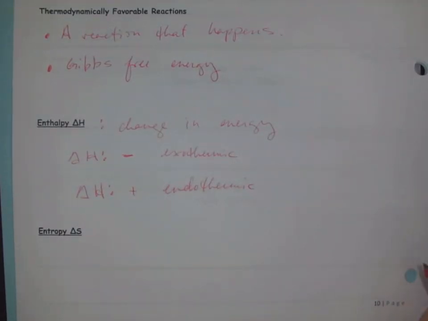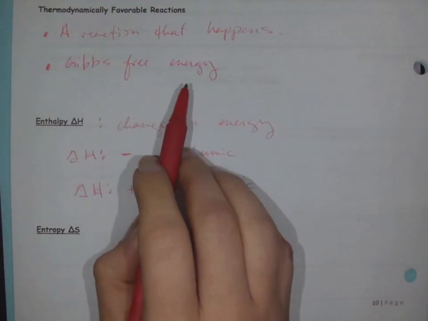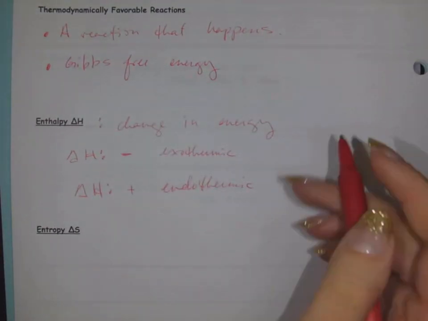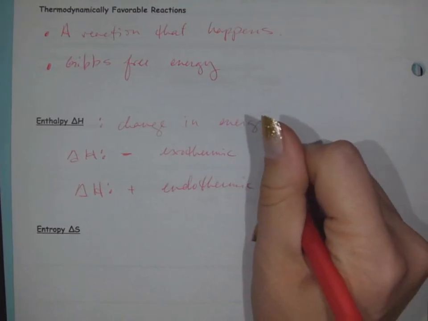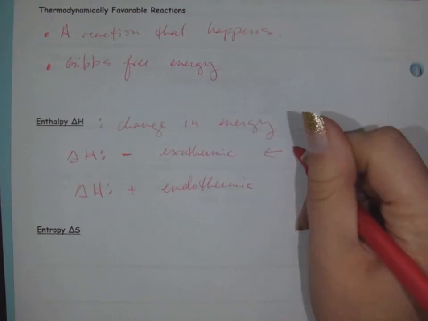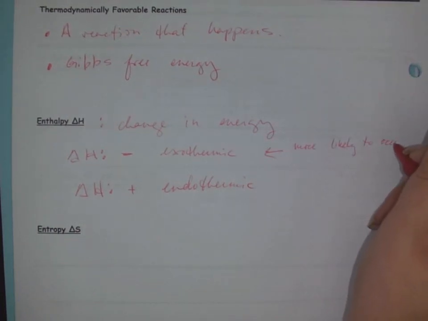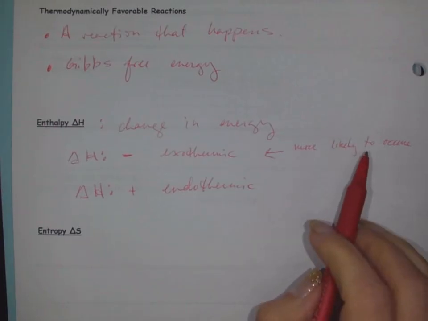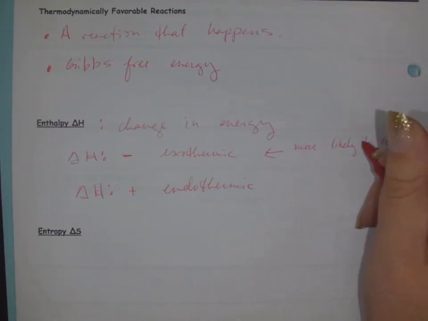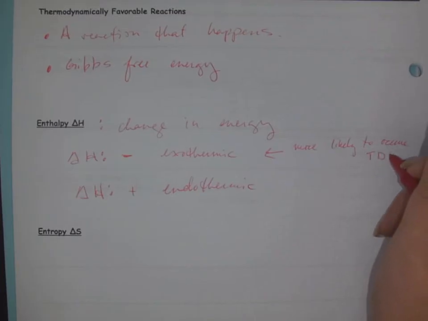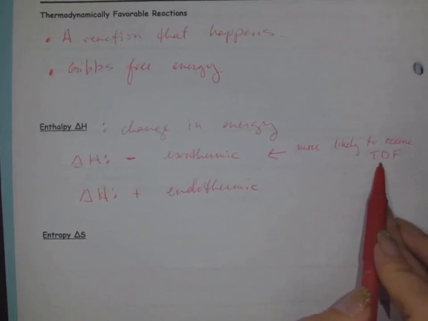Okay. Now, I will say endothermic reactions absolutely happen, but exothermic reactions are favored. Due to the formula for Gibbs free energy that I'll show you in a moment, it is easier for a reaction to happen when it's exothermic. Okay, so more likely to occur. What's another way of saying that? It is more likely to be thermodynamically favorable, right? If it occurs, it was thermodynamically favorable.